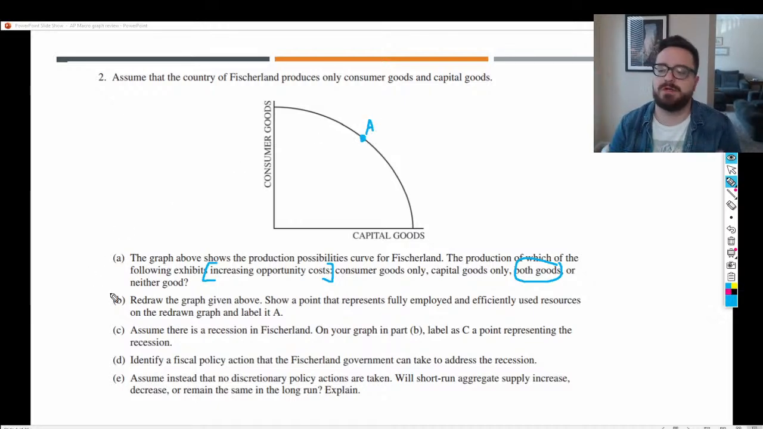Gotta love that question. That question's worth a point. We'll take those every time. Assume there is a recession in Fisherland. On your graph in part C, label as C a point representing the recession.